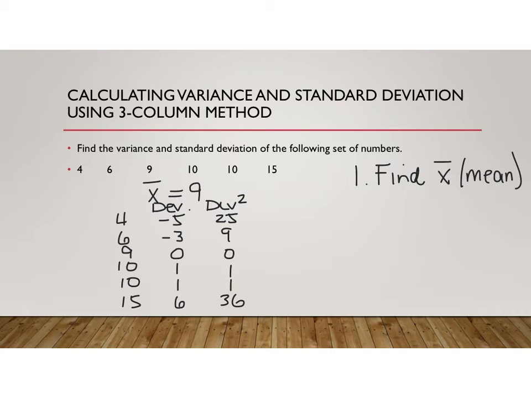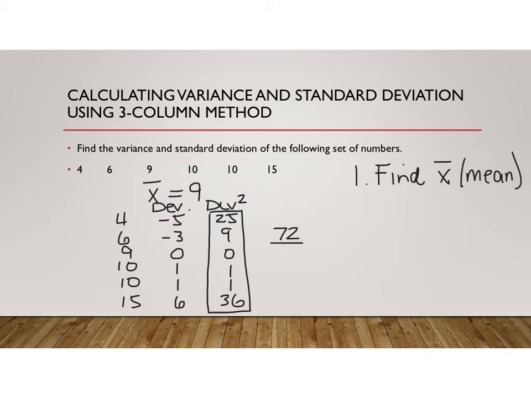And then as you remember our definition, the variance is the mean of these squared deviations. So I will add this column up. 25 and 9 is 34, and 1 is 35, and 36 more, 72 is the total of that column.